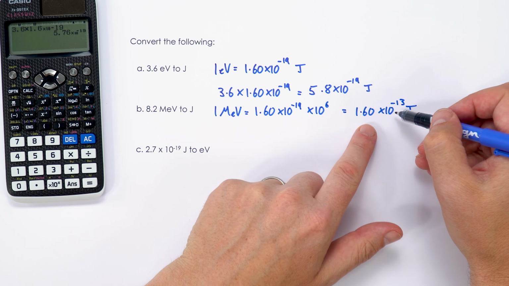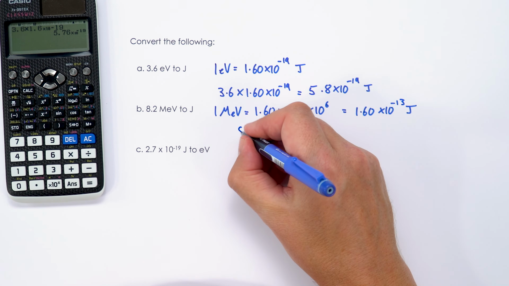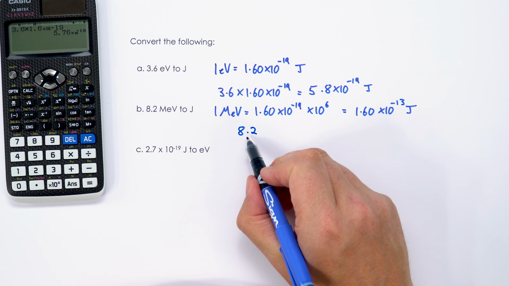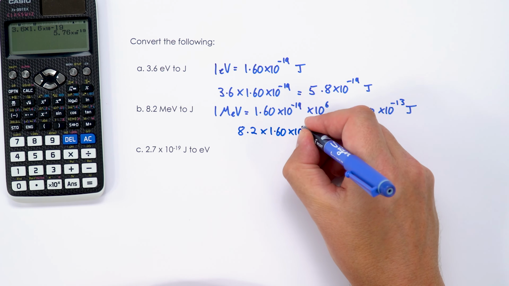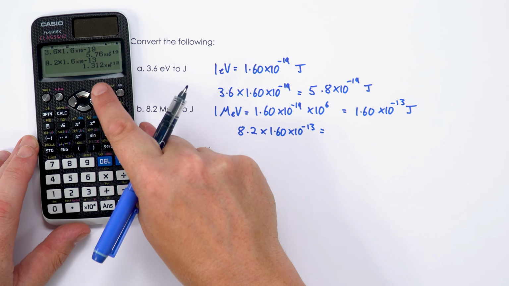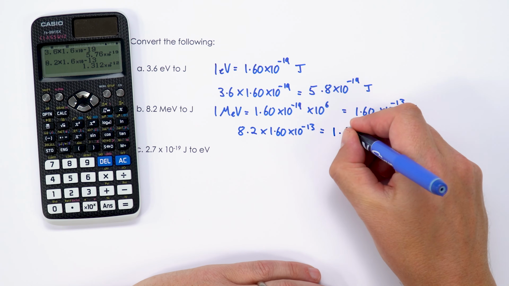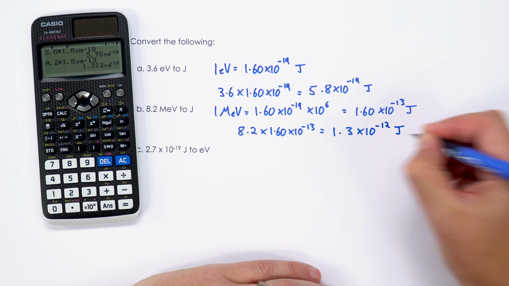So it's going to be 1,000,000 times bigger than just the electron volt, and therefore to convert from 8.2 mega electron volts, we're just going to multiply 8.2 by 1.60 times 10 to the minus 13, which is 1.312, so I'm going to say that's equal to 1.3 times 10 to the minus 12 joules.